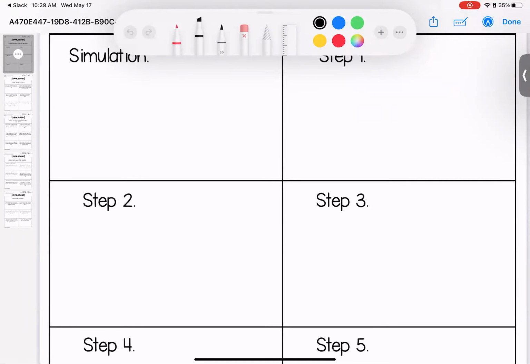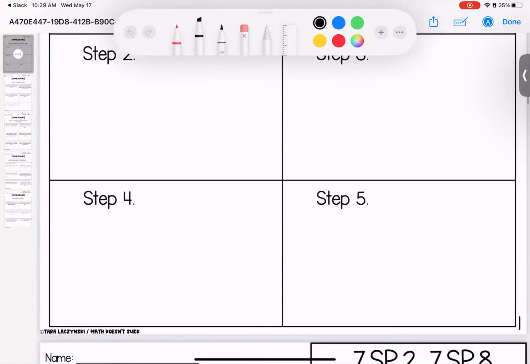Step three, based on that outcome, how are we going to model it? Are we going to flip a coin? Are we going to do a spinner? What's going to be the best way to do that? Step four then is to do that trial. So to complete that activity, to do the spinner, to roll the dice. And then step five is to interpret your data.